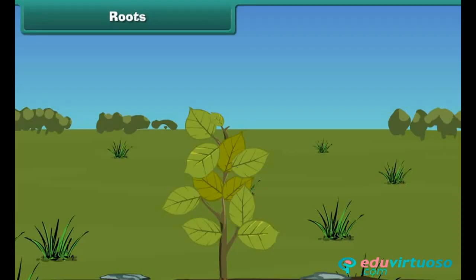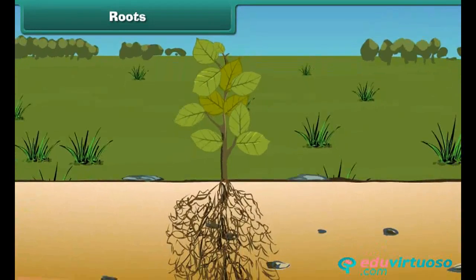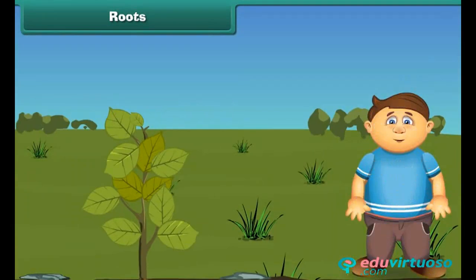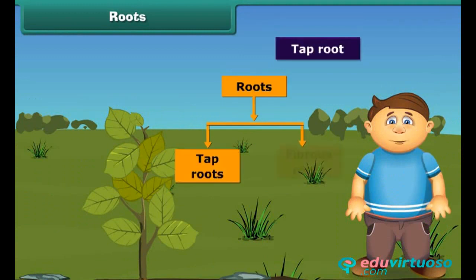You can see here the parts of the plant and their names. So just drag and drop the names in their respective boxes. Now, let's know the parts of the plant in detail. Let's start with the root. The root is the non-green part of the plant which grows under the ground.